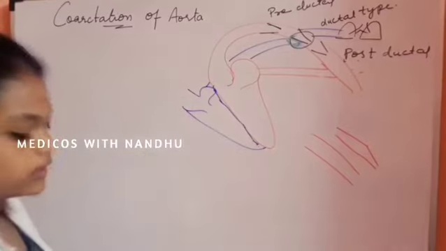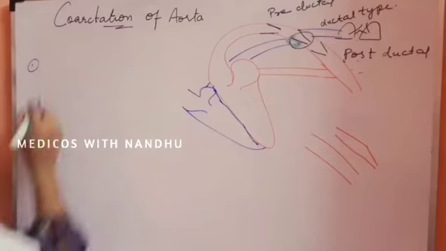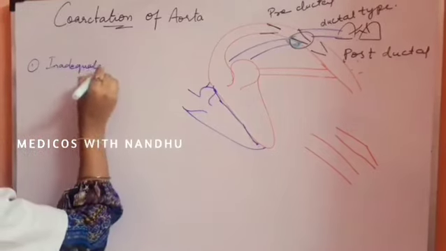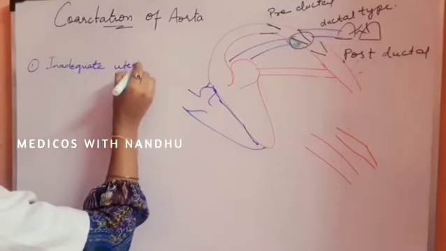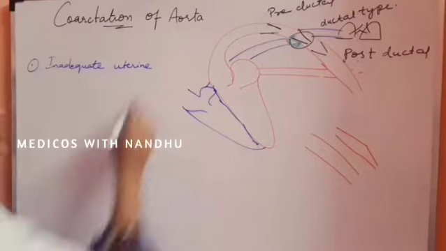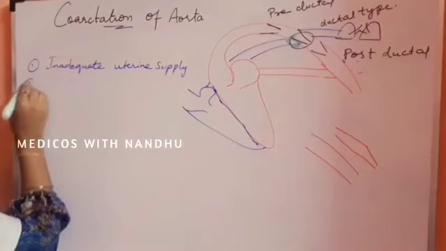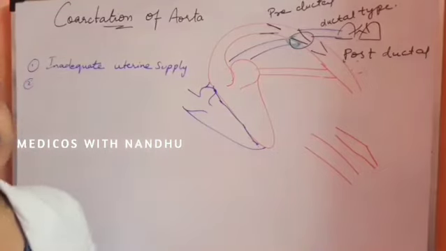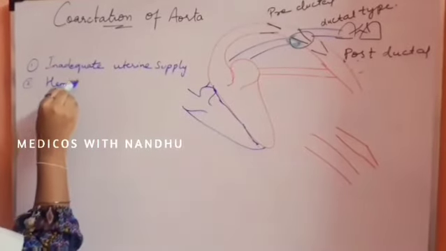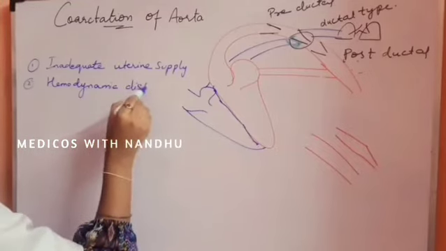How does it cause? The first thing we should know here is that it is caused due to inadequate uterine blood supply. If inadequate uterine blood supply occurs in the mother's womb, coarctation of aorta can be caused. Or it can occur due to the development of any hemodynamic disturbances.